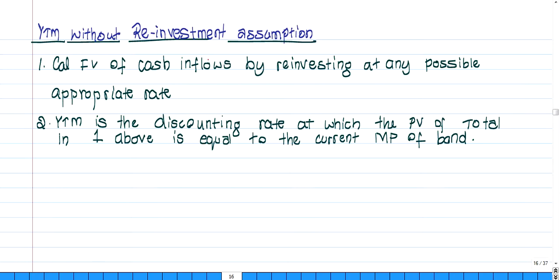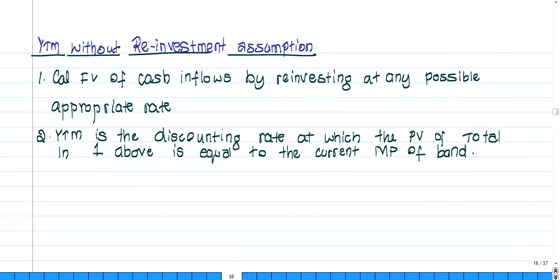YTM without reinvestment assumption. Calculation: first, you have to calculate the future value of the cash inflows by reinvesting at any possible appropriate rate. Then YTM is the discounting rate at which the present value of the total above is equal to the current market price of the bond. We'll see that one.